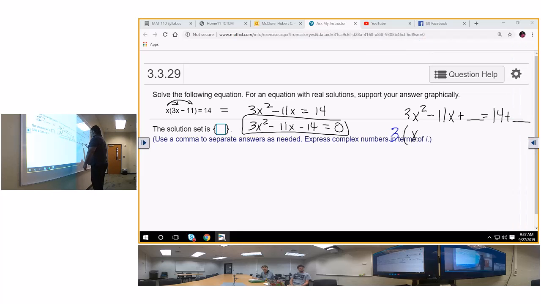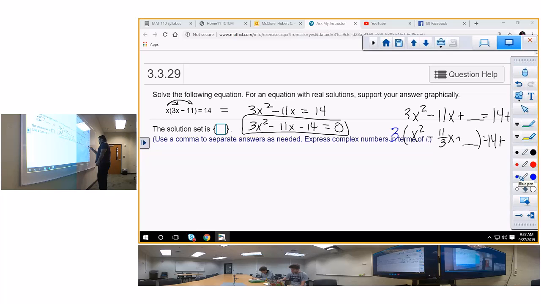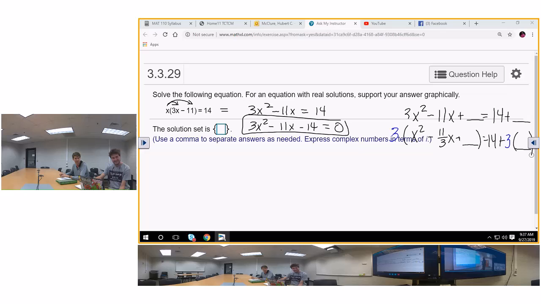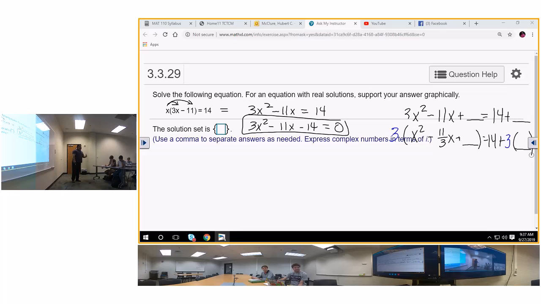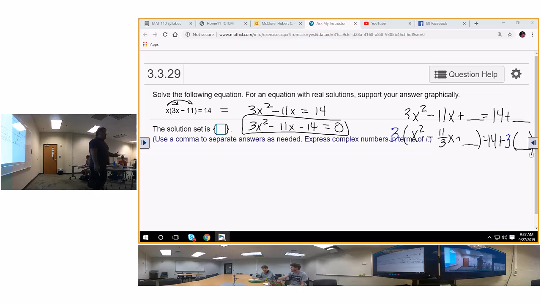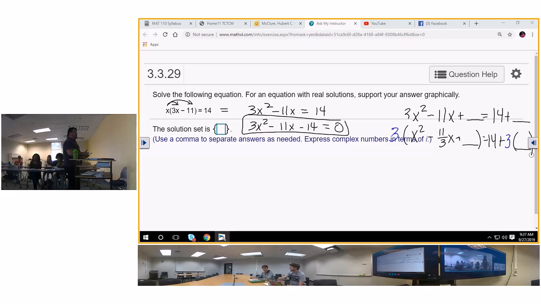And that's going to give us x squared minus 11/3 x, and that's when you're supposed to quit, plus blank is equal to 14 plus 3 times blank. Now, I want you to take 11/3, divide it by 2, and square it. Do it just like I told you to. Don't try to skip steps and be Mr. Super Math, okay? Do the steps and do it the way you're supposed to do it.